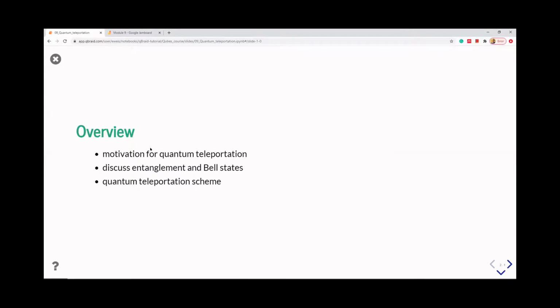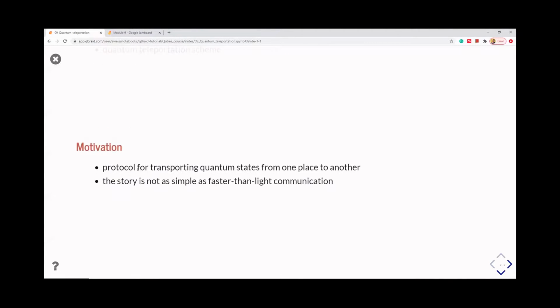And so we are going to talk about what's the point, why would we want to teleport quantum information, how we can do it, discuss a little bit about bell states and entanglement, and then discuss quantum teleportation.